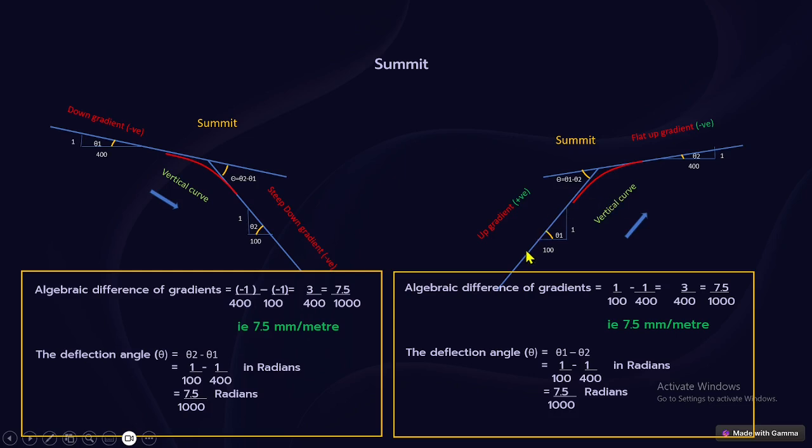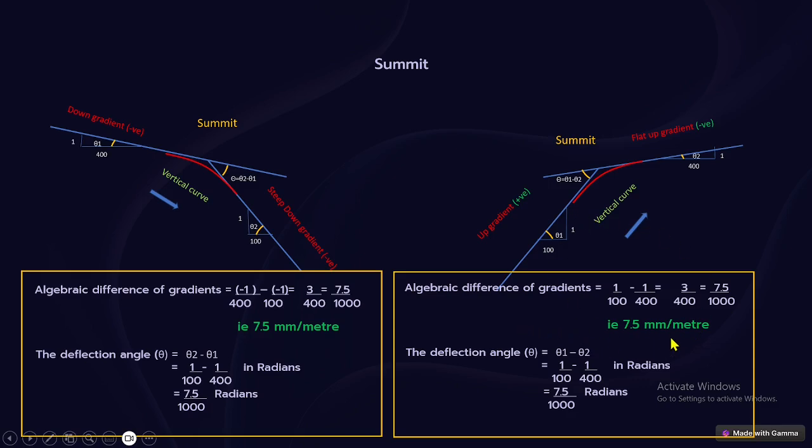Like that here also, an up gradient, then a flat up gradient is going. So in this case we are working based on direction only. This is a direction here, this is a direction here. So climbing a steep up gradient, then it goes to a flat up gradient. So for the difference, here also the up gradient we give the positive sign. So 1 by 100 positive, and the difference minus, then positive 1 by 400. That's all. We will get 3 by 400, and 7.5 by 1000 will be your algebraic difference.